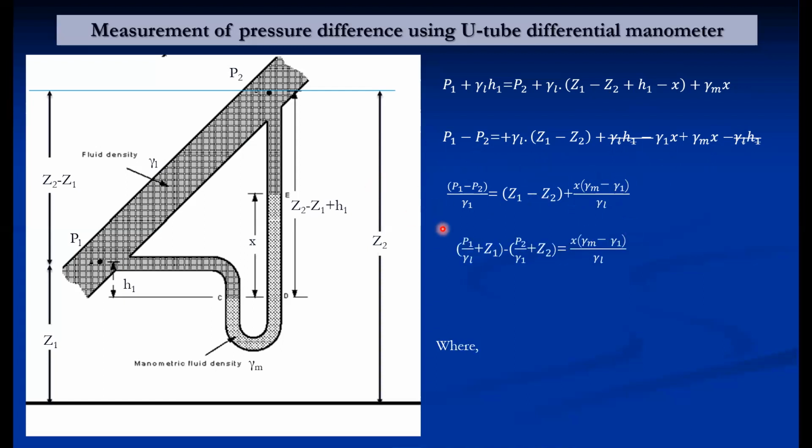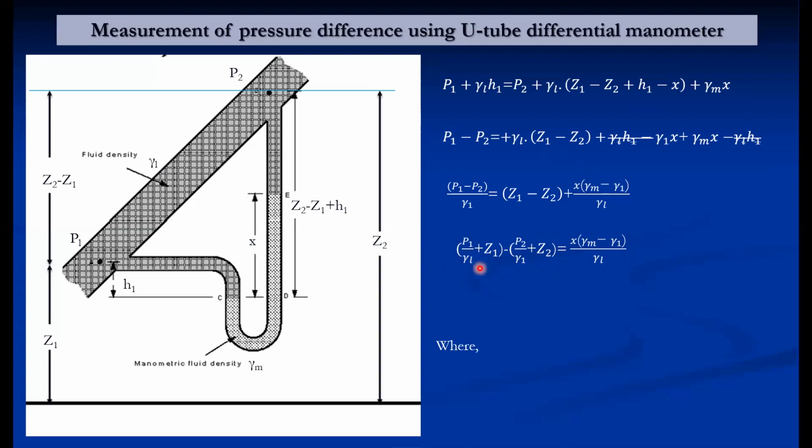Now we take this term here. So it is P1 by gamma L minus Z1. It is not 1, it is gamma L minus Z1. So this is minus Z1, so minus minus plus Z1. This is actually plus Z1. It comes here as minus. So minus into bracket P2 by gamma L plus, because it is put inside the bracket, it is minus Z2 actually. That is equal to x into bracket (gamma m minus gamma L) upon gamma L. This is a mathematical rearrangement.